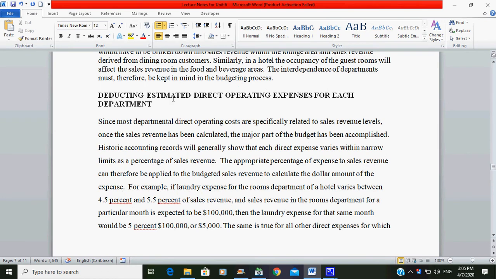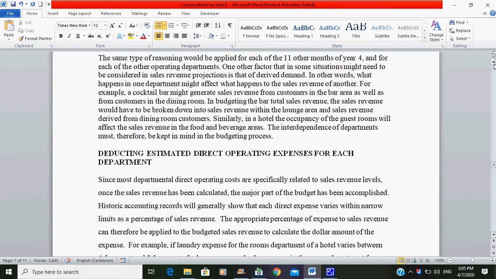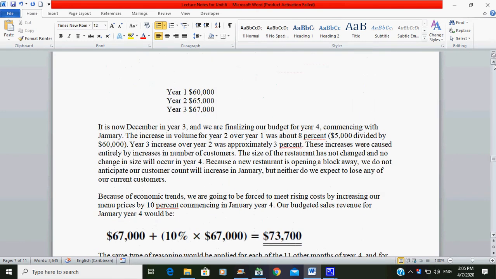Deducting estimated direct operating expenses for each department. Since most departments, the first step was to what? Establish. Then the folks watch the video.